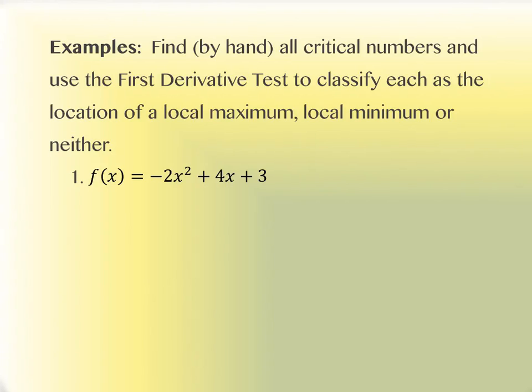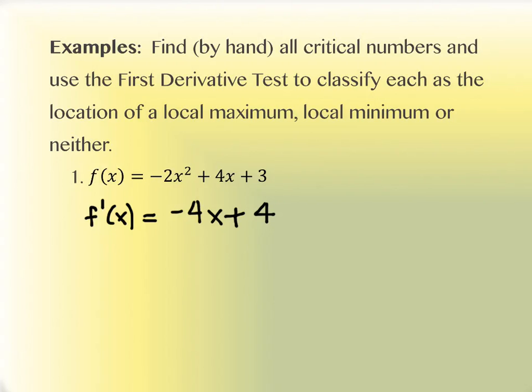Where did my page go? Here you go. All right, so we have our equation, f of x equals negative 2x squared plus 4x plus 3. What do we do to start with to find critical numbers? Take derivatives. Great. So somebody tell me, what do you get when you take the derivative of this? Be bold. You guys know it. Negative 4x plus 4. Thank you.